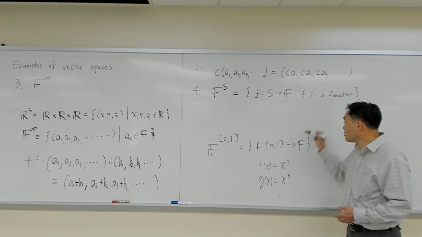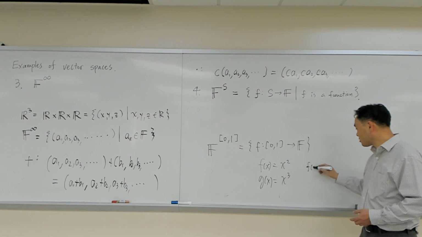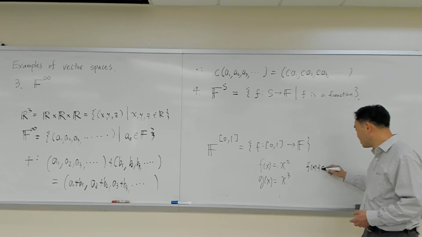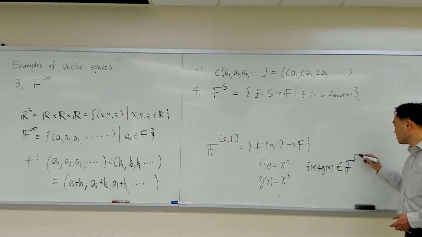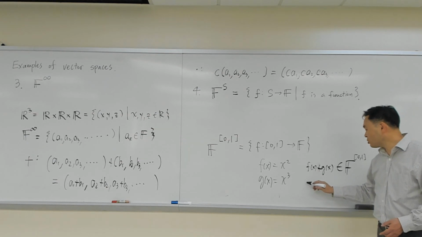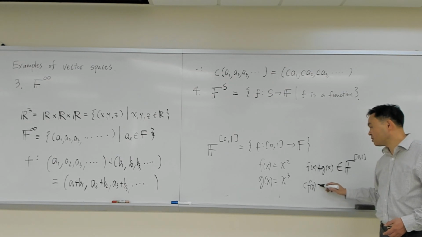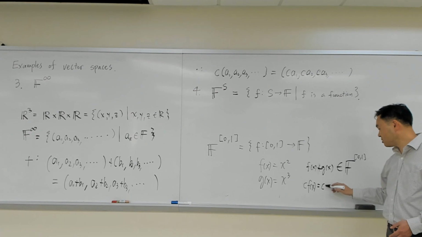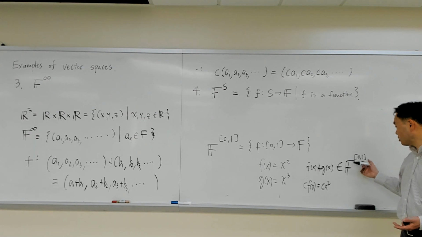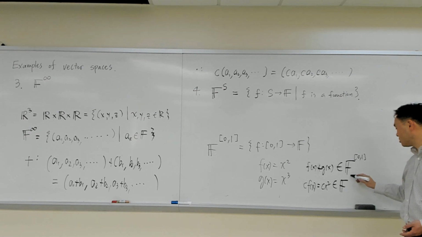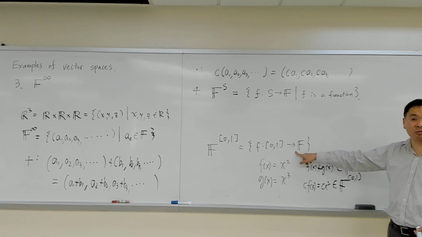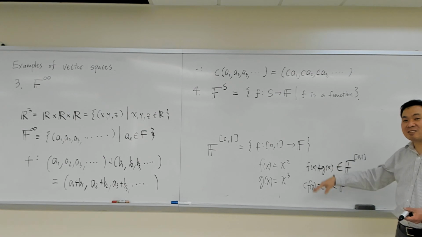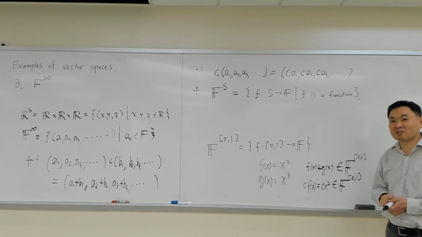Can you multiply anything to f of x? So f of x plus g of x definitely belongs to f(0,1). But not only that, can you multiply anything to this function? Yeah, anything times x squared is again a function over 0 to 1, so that also belongs to this. So you can see that, again, you can do addition and scalar multiplication, and that turns this into a vector space. And this is in line with my previous discussion.